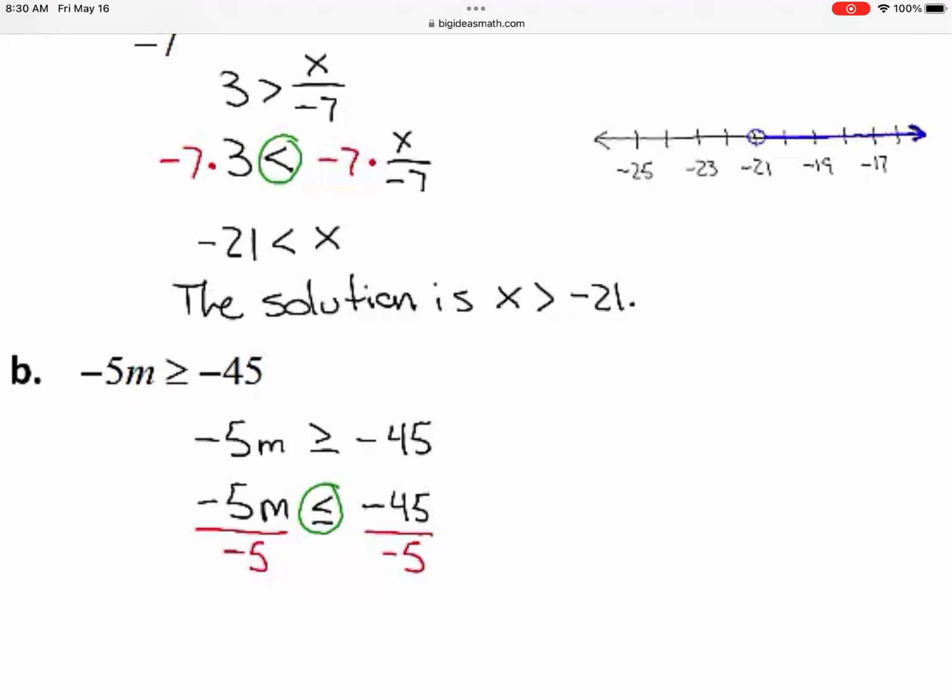Because negative 5 divided by negative 5 is 1 and negative 45 divided by negative 5 is 9, m is less than or equal to 9. So the solution is m less than or equal to 9.